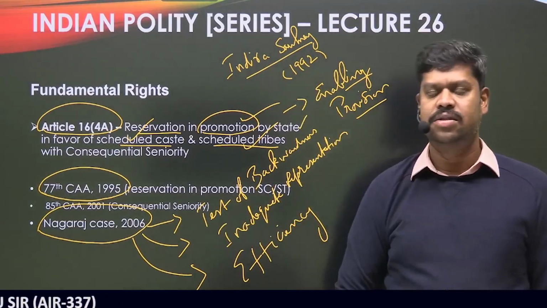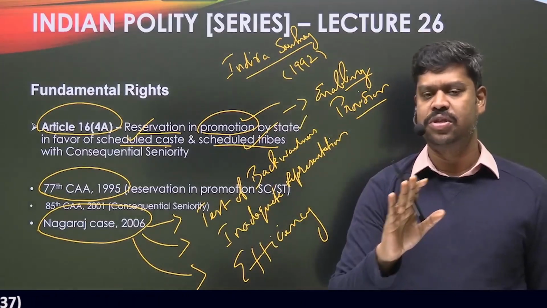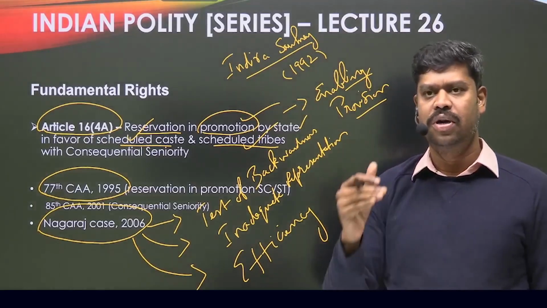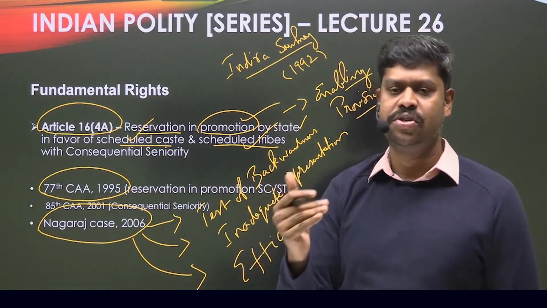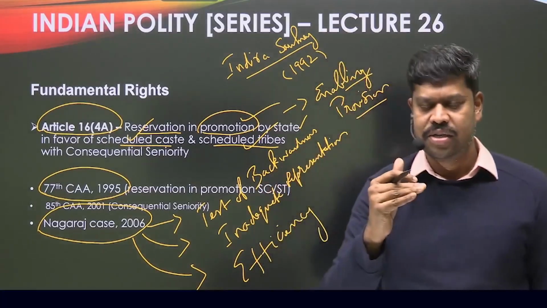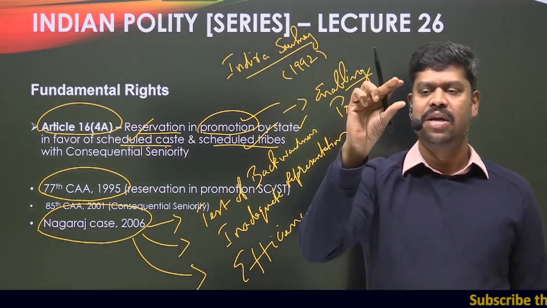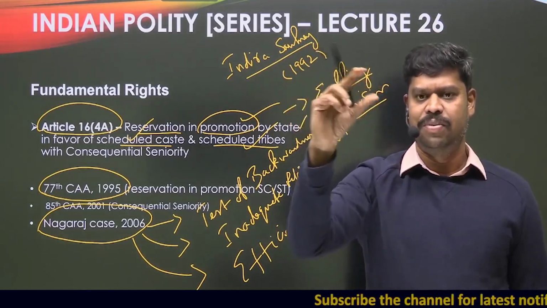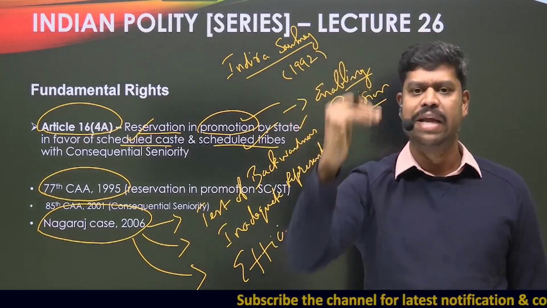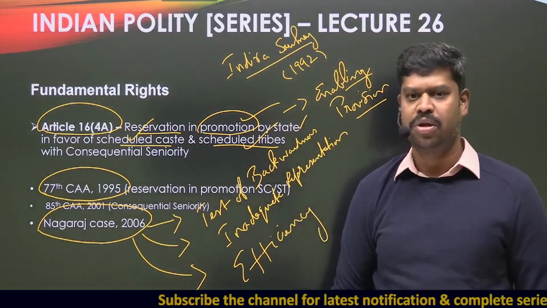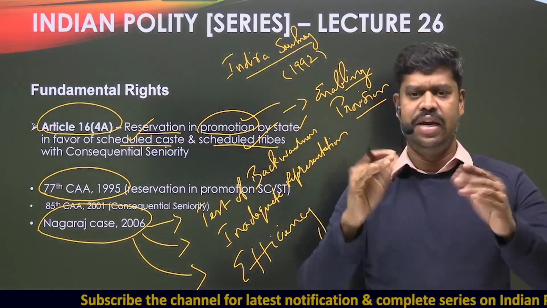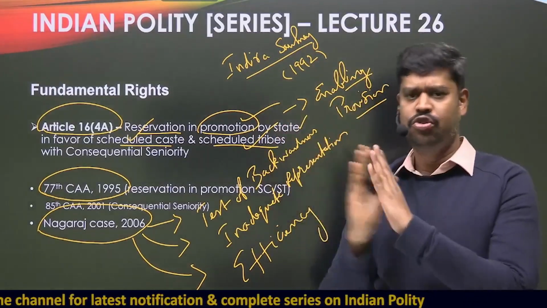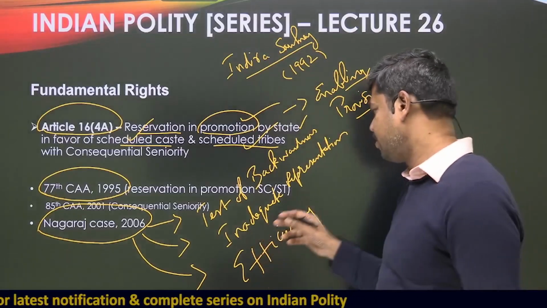The second thing is that while you give reservation in promotions, we are not against that, but the inadequacy of representation has to be proved. What does inadequacy of representation mean? It means that there is a need to give reservation in promotion because people from that particular community are not there in higher positions, and in order to enable their representation, we are giving reservation in promotion. To that extent you should have the data, or you should be confident enough, or you should be satisfied. That is what inadequacy of representation is.